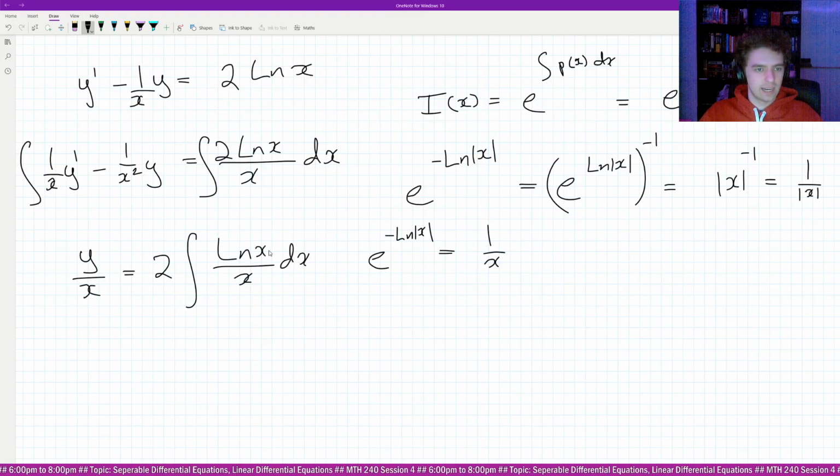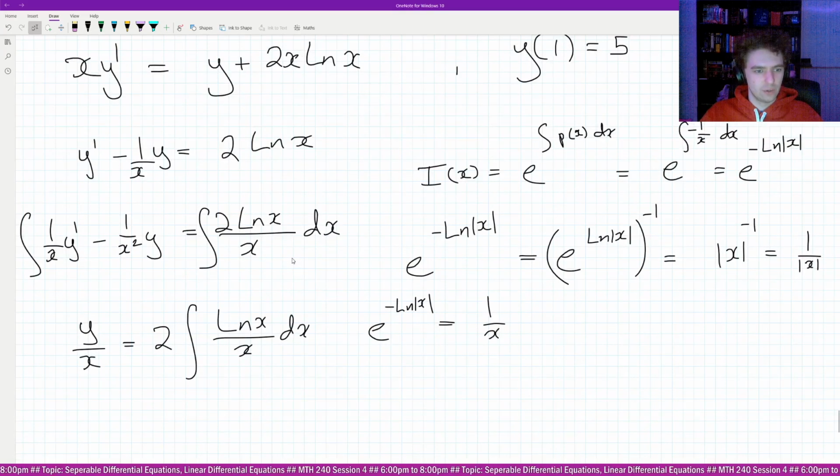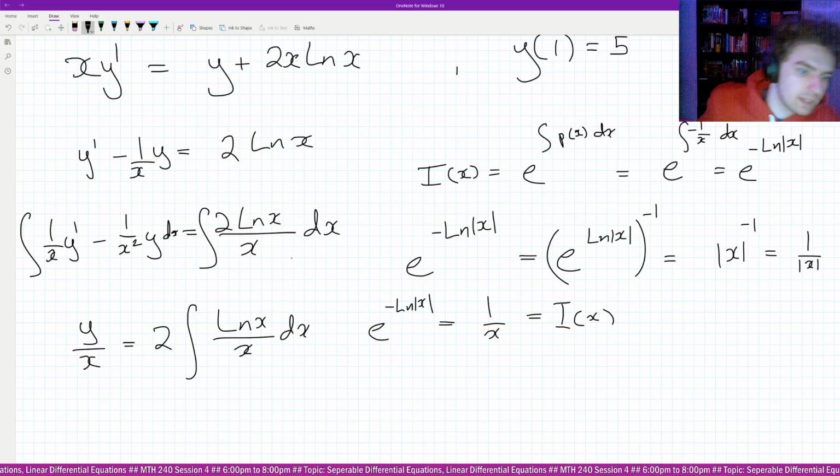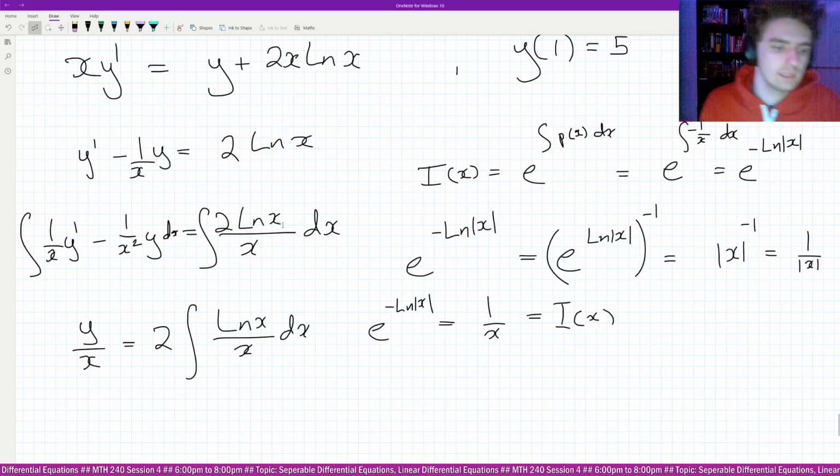Let me just take a second because I got confused there, so maybe someone else is confused. This is where we are, right? I rearranged. I got my integrating factor, which was 1 over x. I multiply both sides by it and then integrate. So multiplying both sides by it gives 1 over x y prime minus 1 over x squared y. Integrate this with respect to x, and then the other side is 2 ln x over x, integrate with respect to x. The left side simplifies quickly. It's just y over x.